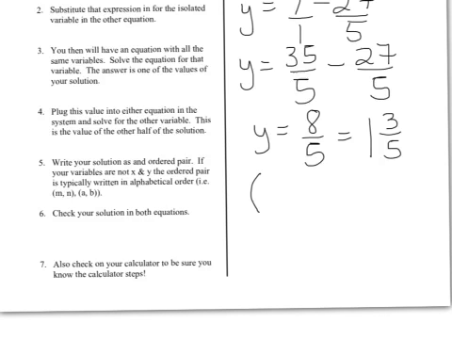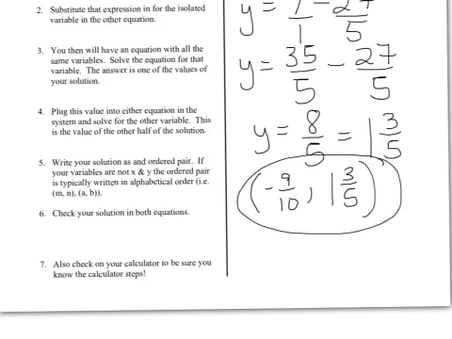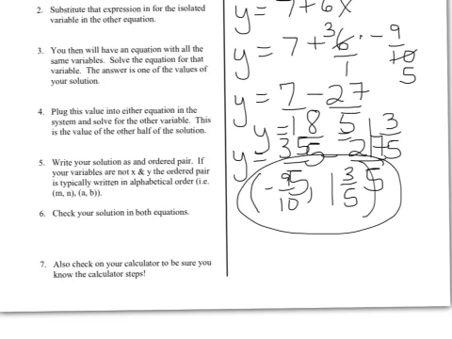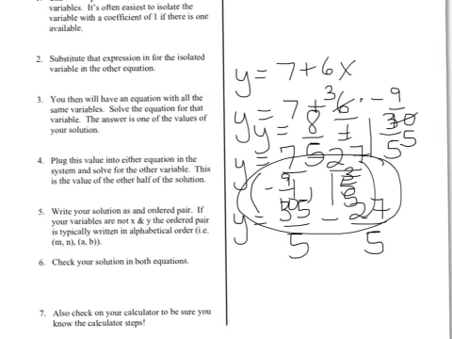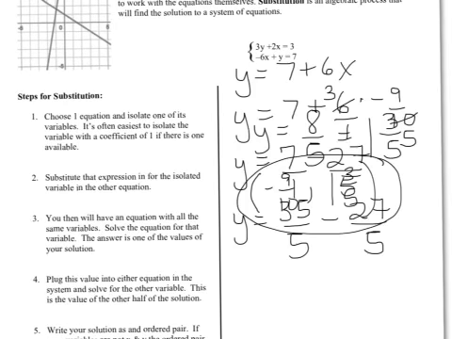So x is negative 9/10, and y is 1 3/5. And that is your solution to the system. Okay, and so now step number 6 is we have to check our solution. So we're going to go ahead and check our solution.